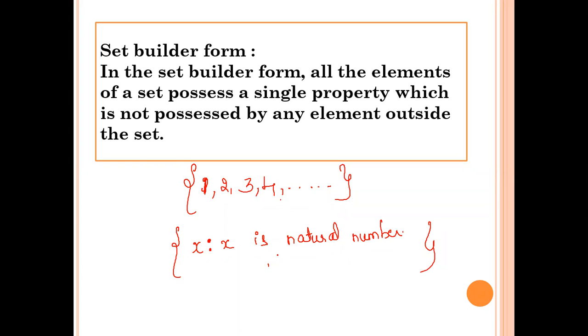When can this be written? If these elements have a common property, if there is a common property among every element, only then can we write it in set builder form.